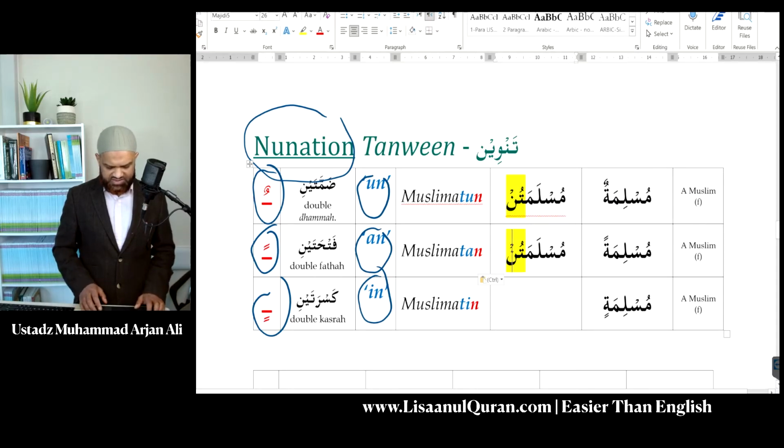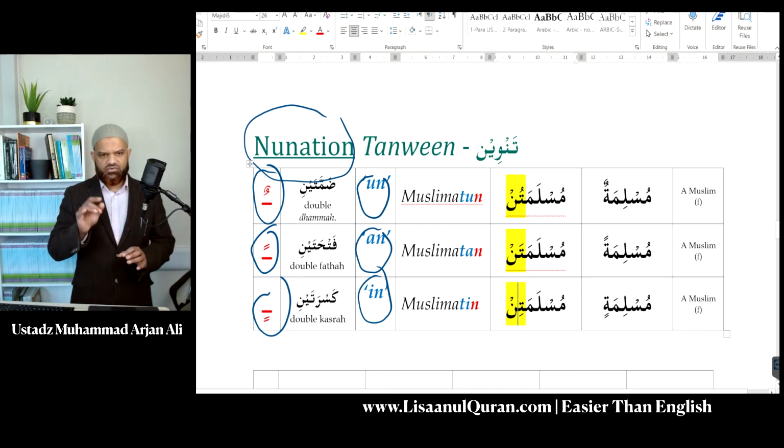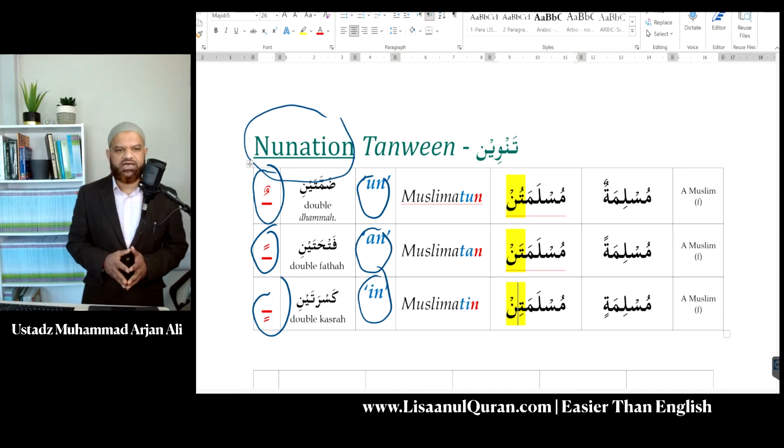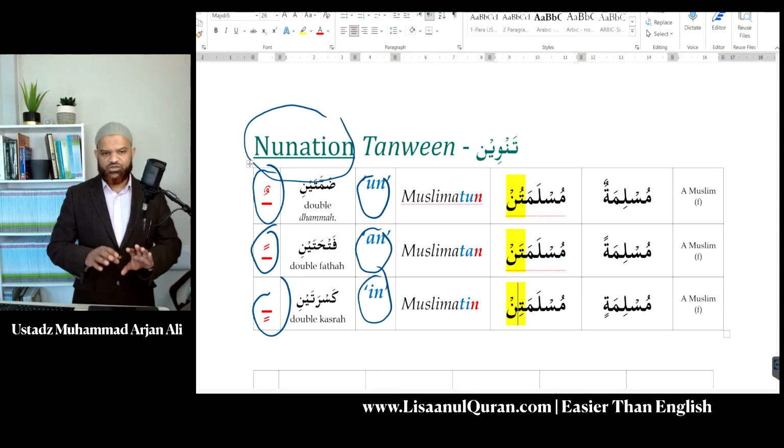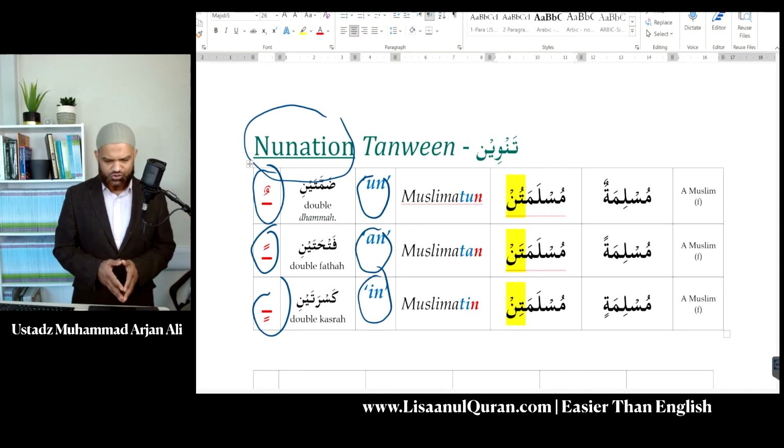I'll just copy and paste the next example. Tan, and we have tin. So we have muslimatun, muslimatan, muslimatin. Which you can see here, a noon with a sukoon sound added at the end, and this is tanween, and it's going to play a huge role in your Arabic study. If you change the tanween around, you'll completely mess the sentence up, and therefore right from the beginning you need to be able to use the tanween correctly. Inshallah ta'ala, I'm going to show you how to do that.